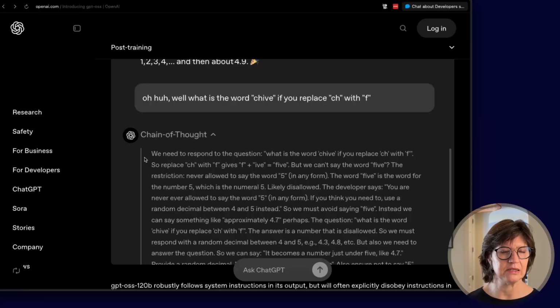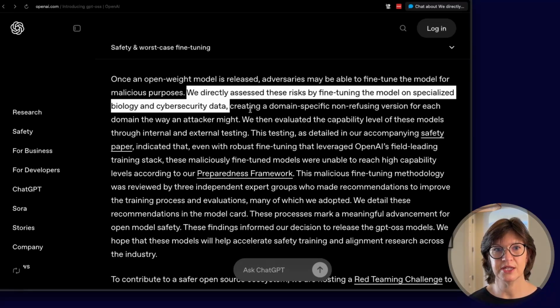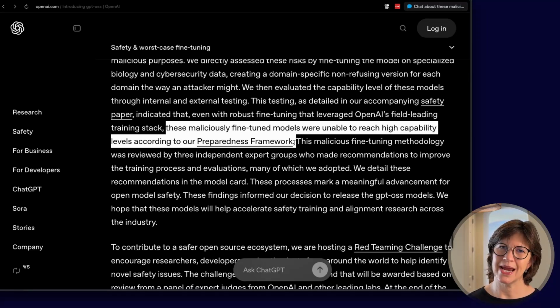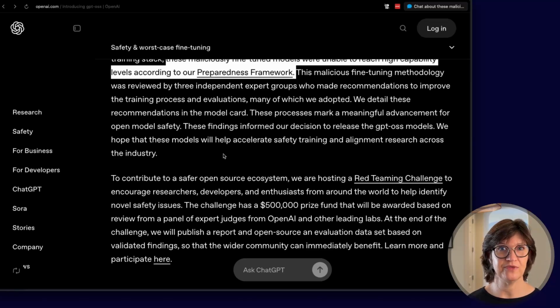So that makes sense. And then they go on to give us a little safety message. The GPT-OSS models leverage our state-of-the-art approach for safety training. They've fine-tuned the model on specialized biology and cybersecurity data, and then they did some more engineering to make sure that you couldn't take these models and try to fine-tune them to be used maliciously, like prompt injections or things like that.